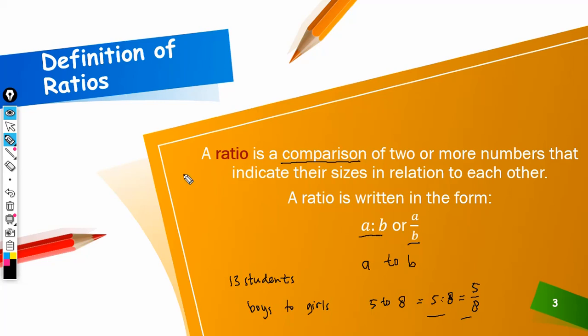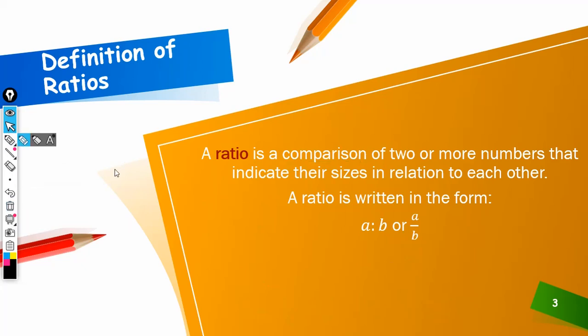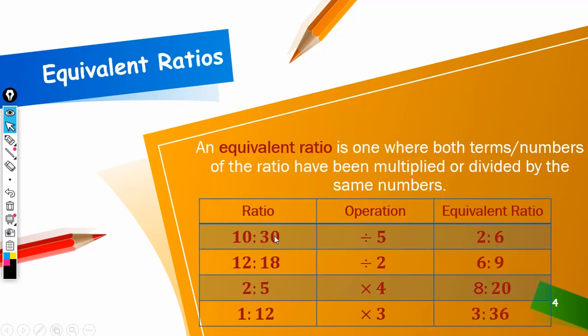Now let's see some related concepts about ratio. First, we want to explain equivalent ratio. So what is an equivalent ratio? An equivalent ratio is one where both terms or numbers of the ratio have been multiplied or divided by the same number. Okay, so that becomes an equivalent ratio.